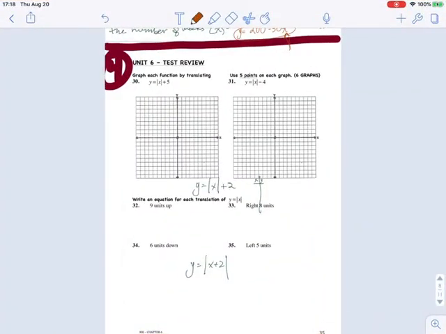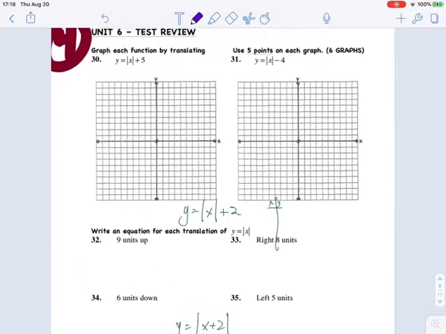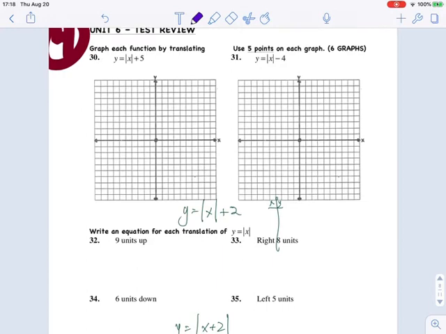The Desmos is going to come in really handy here, and I encourage you to do this exploration yourself. Now, there's a couple ways we can do this, but absolute value. Let's recall some things about absolute value. No matter what the input is in absolute value, the output will always be positive.